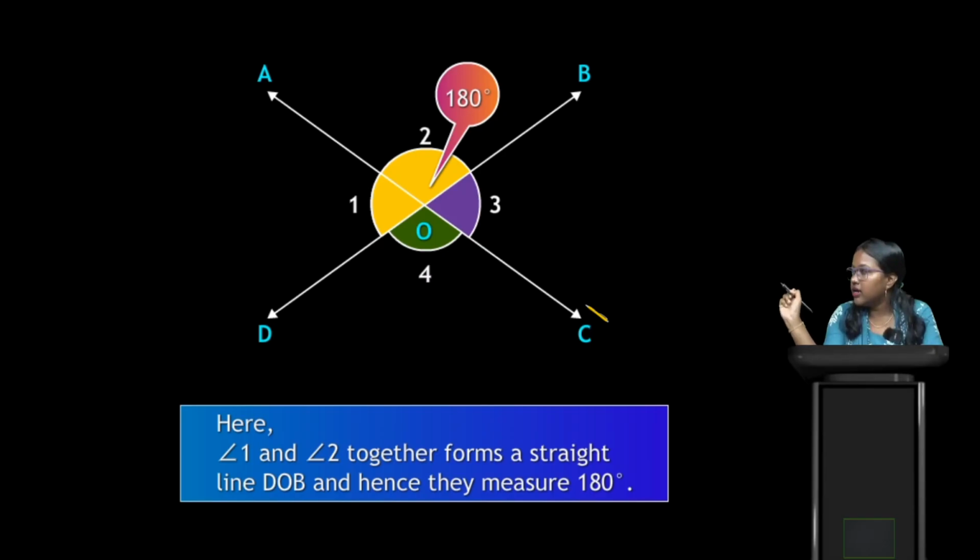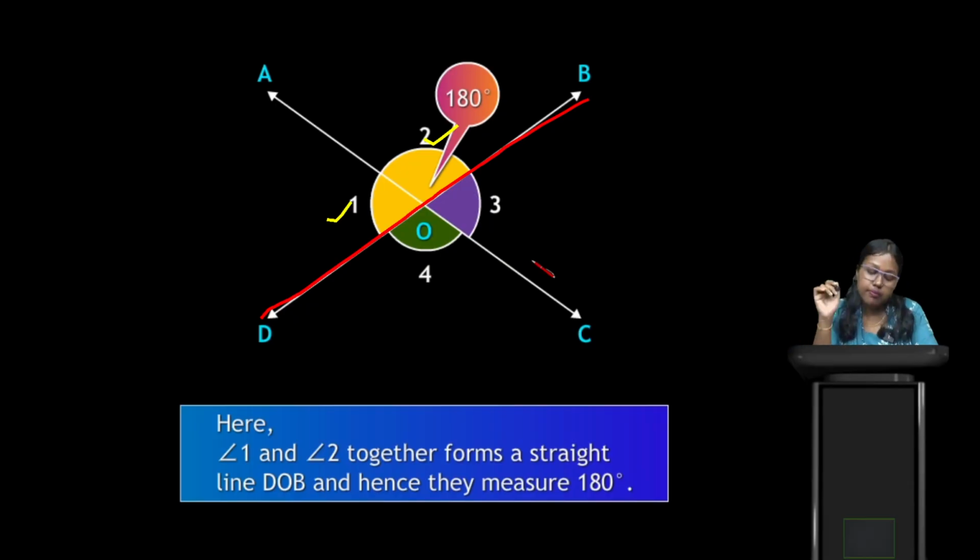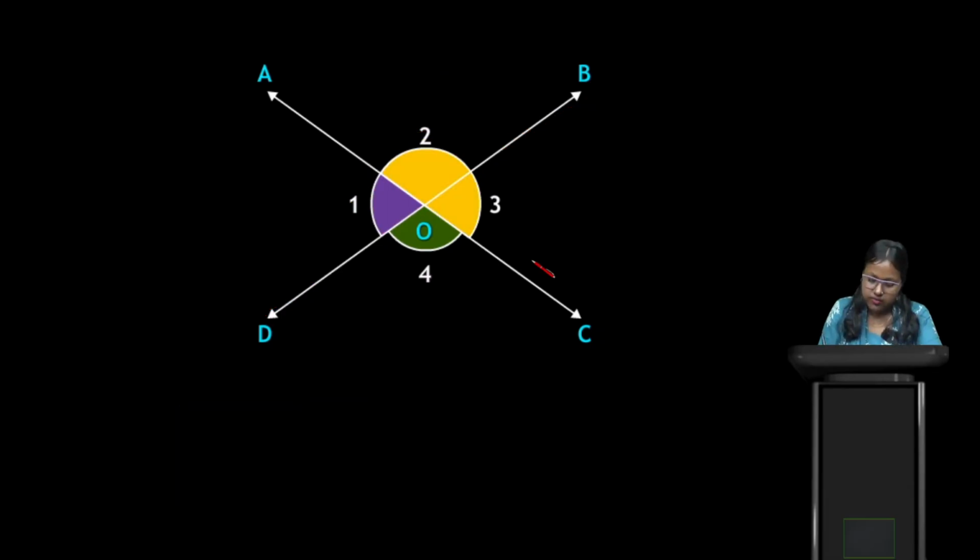So here angle 1 and angle 2 together form a straight line DOB, right? Hence they measure 180 degree. That means if you add both angle 1 and angle 2, the answer is 180 degree.